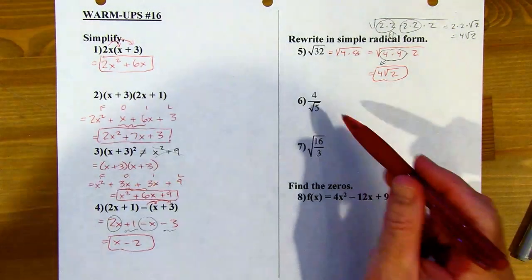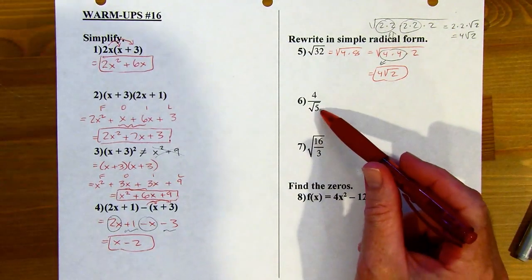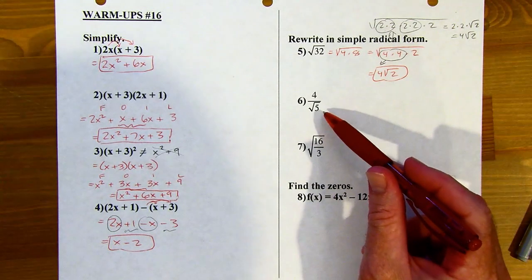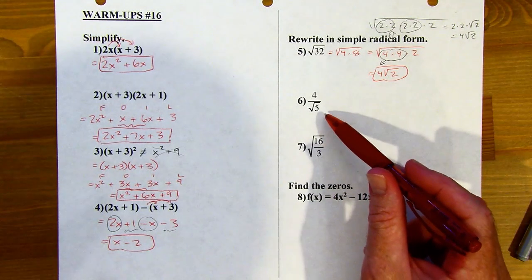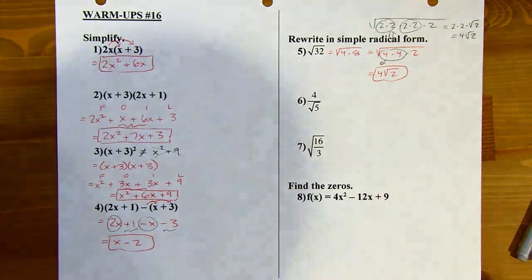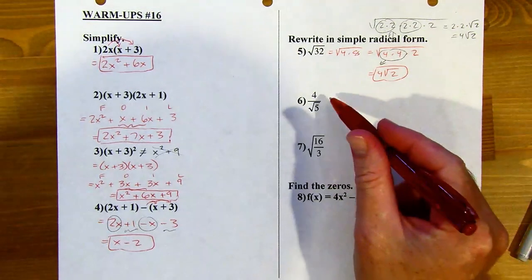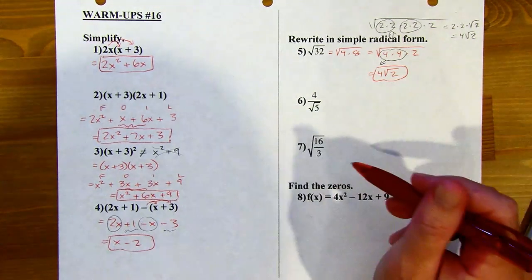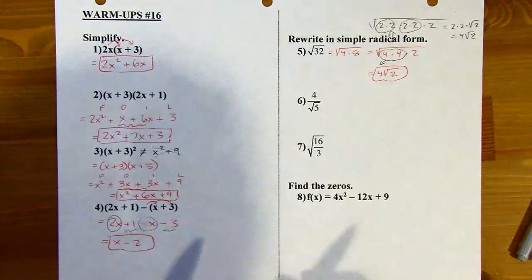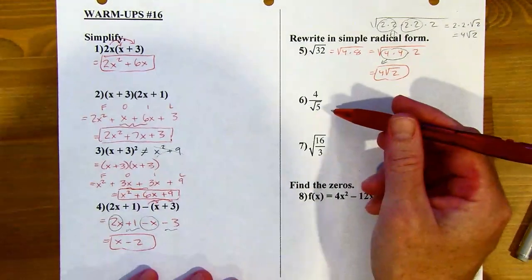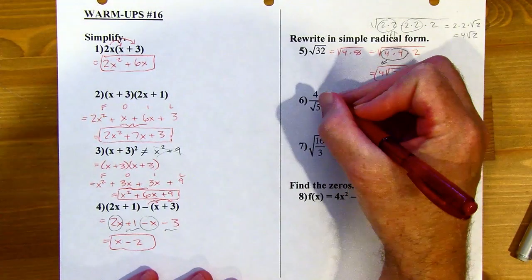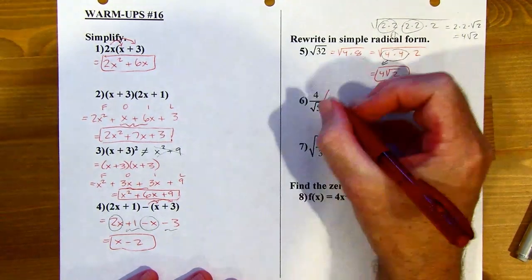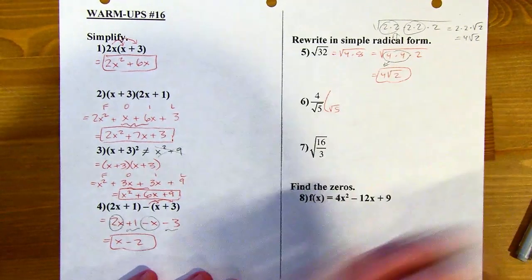Number 6. Well, there are no twins in the radical down there. So I can't take out any twins because I can't break down 5 anymore. But in simple radical form, you can't have a radical in the denominator. It's just the rules. So here's what we're going to do. Since we don't have a twin for the 5, we're going to clone one. So I'm going to do that.